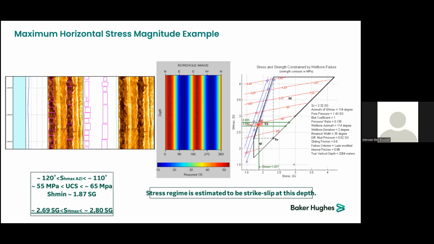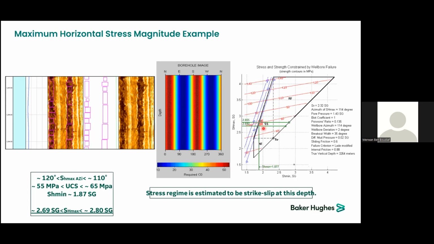Here you can see that it's going into this triangle, SS. So it means that the stress regime occurring in this region is a strike slip stress regime, which is the most common one that we can find in Algeria, in the Algerian desert.